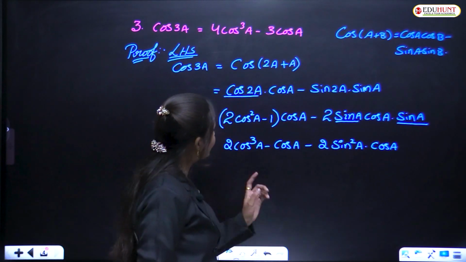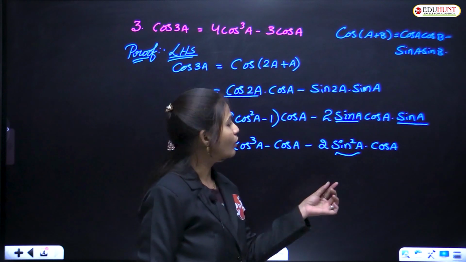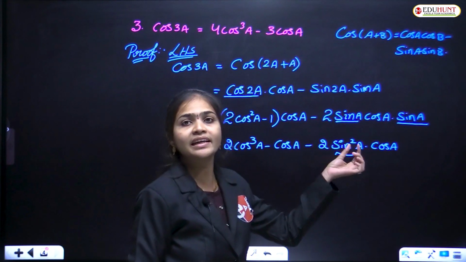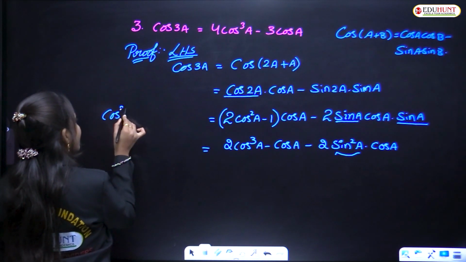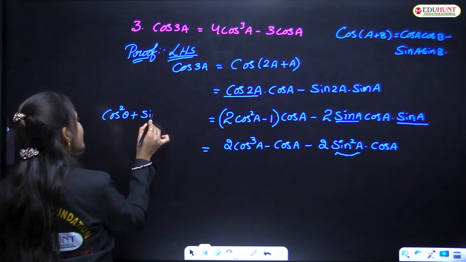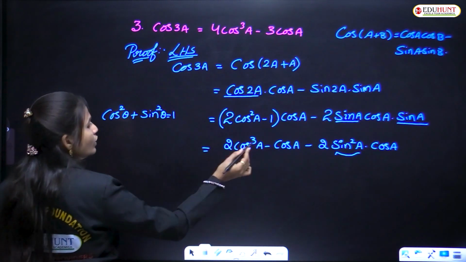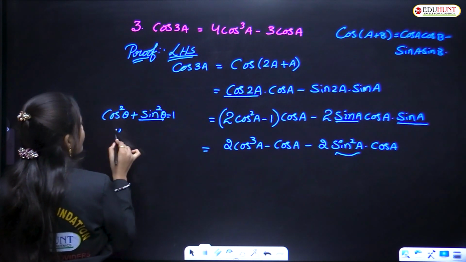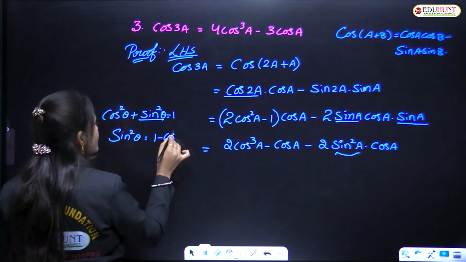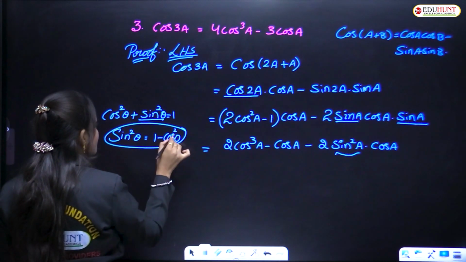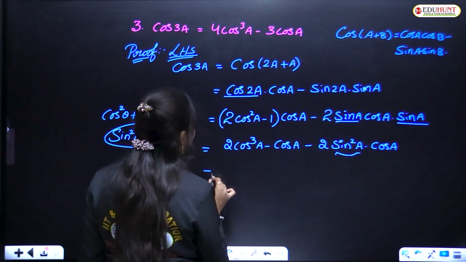Now see children, here everything is in terms of cos except one term. So this term also we have to convert in terms of cos. Here we have to apply the identity. What is that? Sin square theta plus cos square theta equals 1. So sin square theta is equal to 1 minus cos square theta. So these three identities are also very important. Here we have to apply that.